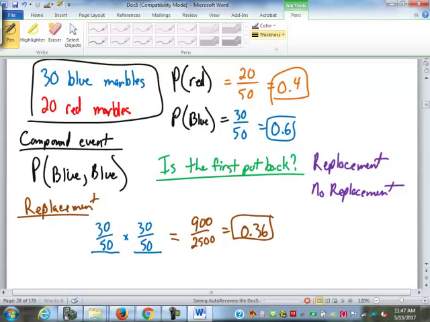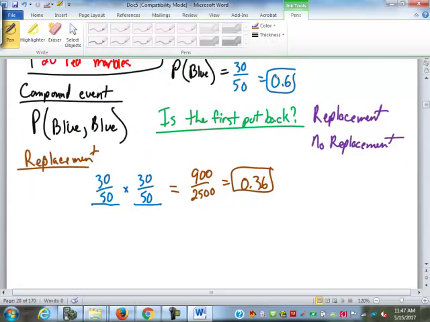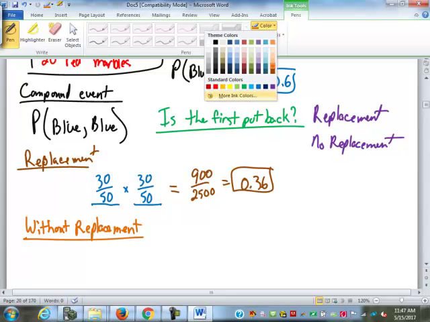Well, what if it is without replacement? What this means is one of two things. Could mean we draw the first marble out, we look to see what color it is, then we set it aside before we draw the second marble. Or it could be we draw both marbles out at the same time. Now, either way, we're only going to look at them one at a time. So there's going to be a first and a second marble.